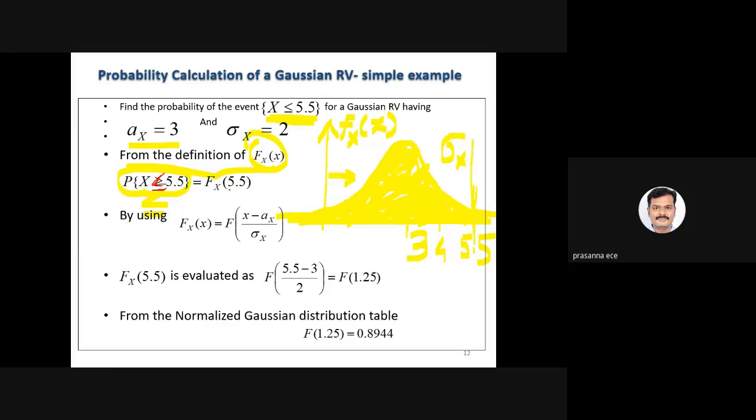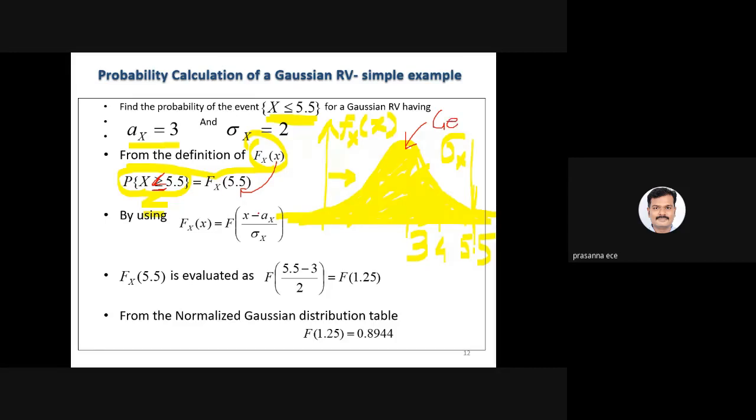So 5.5 here represents the small x, right? Now we want to find this area. Is this a normalized curve or a general Gaussian curve? This bell-shaped curve is a general curve, so this is a general Gaussian curve.